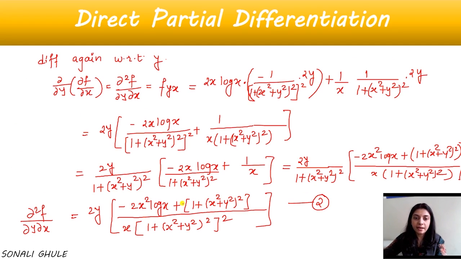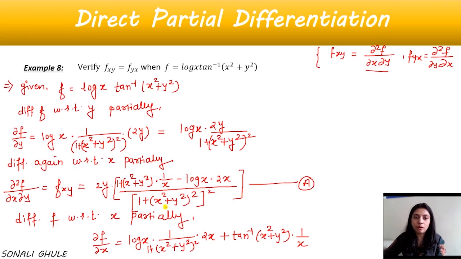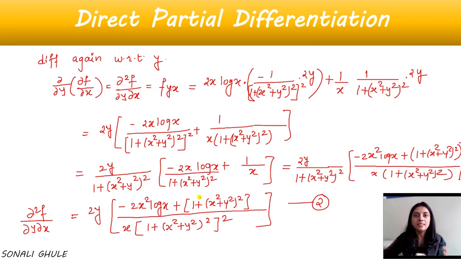This x I can write here as 1 by x, right? And if I write this x as 1 by x here, I have to divide by this x here also. Means I can divide both the terms by this x, and this x will get cancelled. So this should be minus 2x log x. And now the remaining term, you can check here, minus 2x log x. Means both the values fxy and fyx are same here.